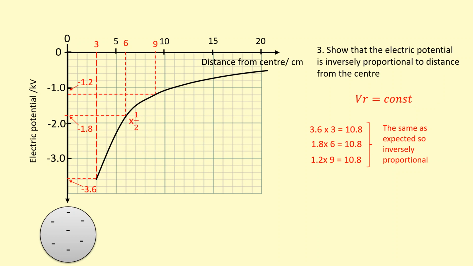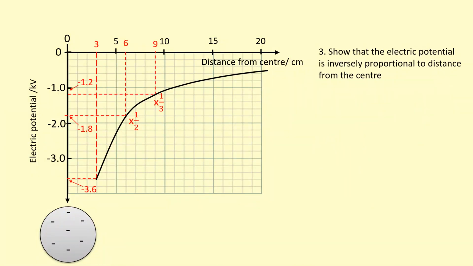Okay, so another way to do it is actually just looking at the numbers themselves. So if you go from 3 to 6, you're doubling the distance, which should halve the electric potential. As you can see, that's what's happened here. And then if you go from 3 to 9, then you're tripling the distance. That should make the electric potential a third. That would be another way of proving that it is inversely proportional.